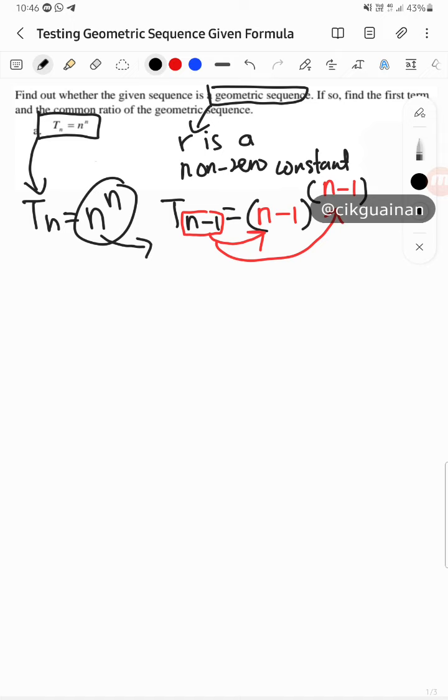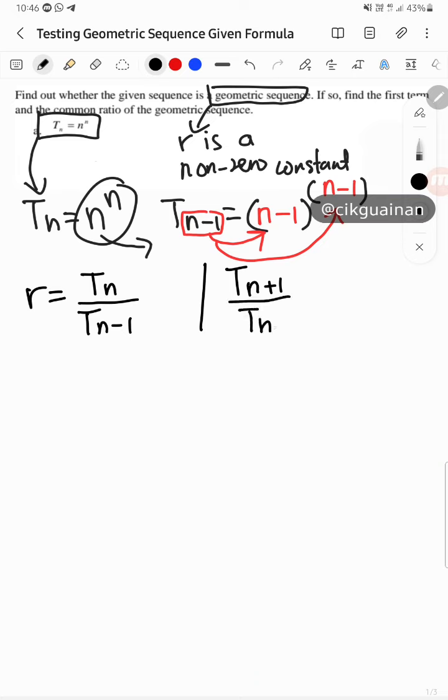So what to do now? Easy. We write the formula here. The formula of r is Tn over Tn minus 1, or you can use Tn plus 1 over Tn. But in this example, I'm going to use the first formula. You can use the one that I just erased, no problem, but for that one you have to find Tn plus 1, which I didn't find in this example.